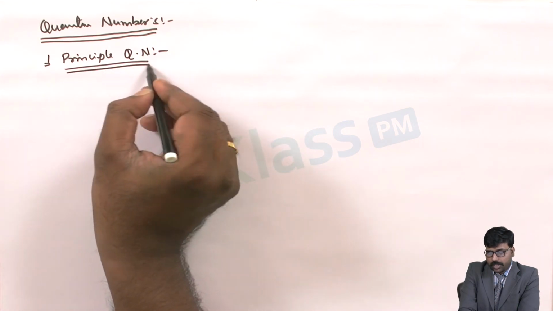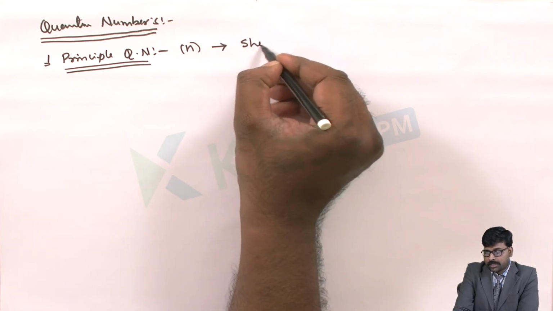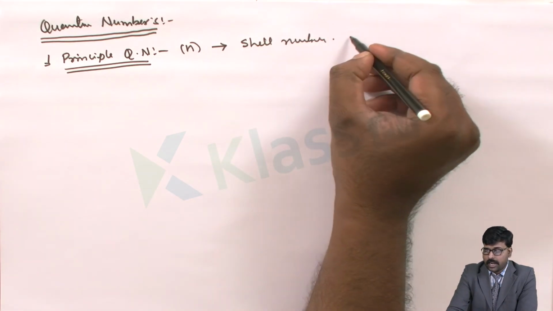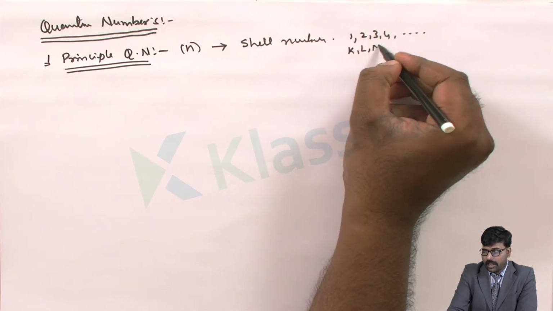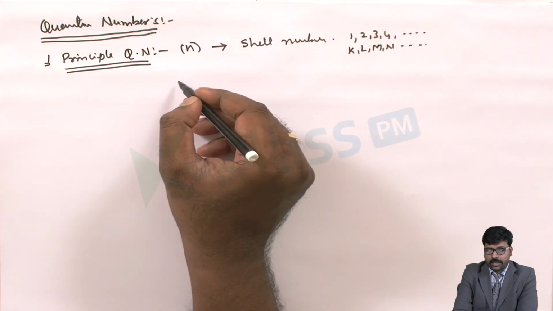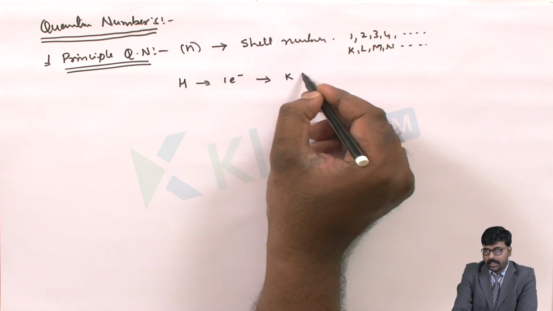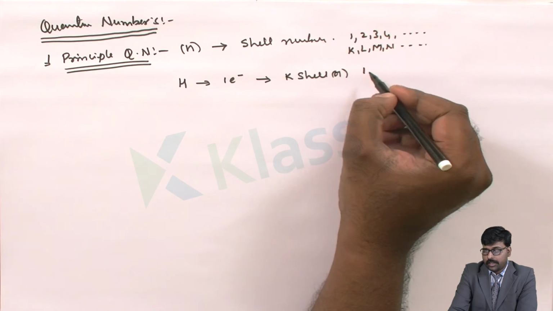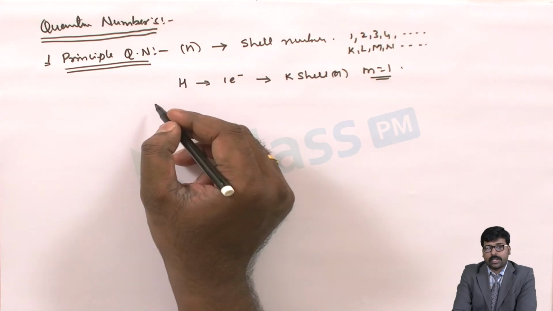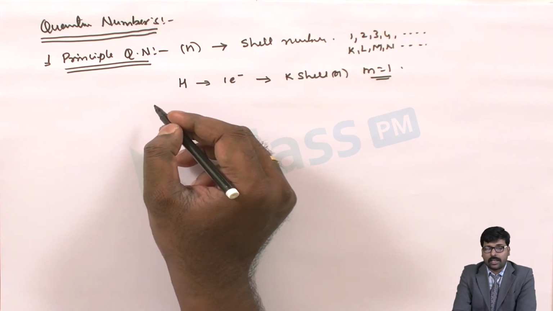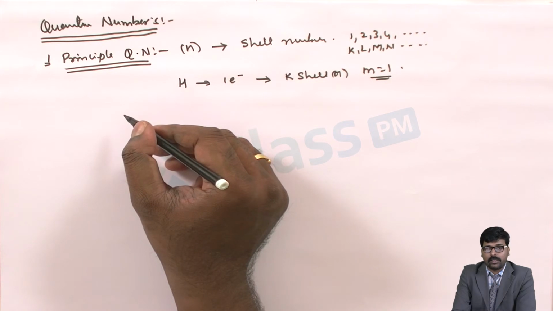In the quantum numbers, the first quantum number is the principal quantum number. It is denoted by the small n, and it tells the shell numbers. That is, it starts with 1, 2, 3, 4 and so on, or K, L, M, N and so on. For example, for the hydrogen atom, the one and only electron will be in the K shell, or n is equal to 1. So this principal quantum number gives us the information of how many shells are there in an atom, and with that we can calculate how many electrons are there in each shell.